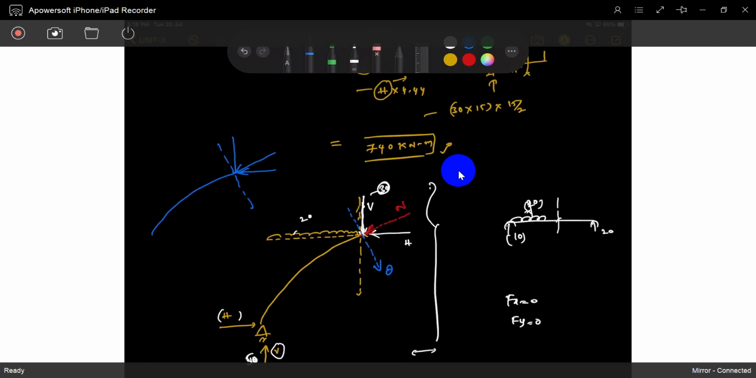Understood? Sir, why is it? But if you observe it clearly, the force, the moment is transferred from one location, one position to the other position. Towards the span, the moment is distributed, not only with the direction of the moments.